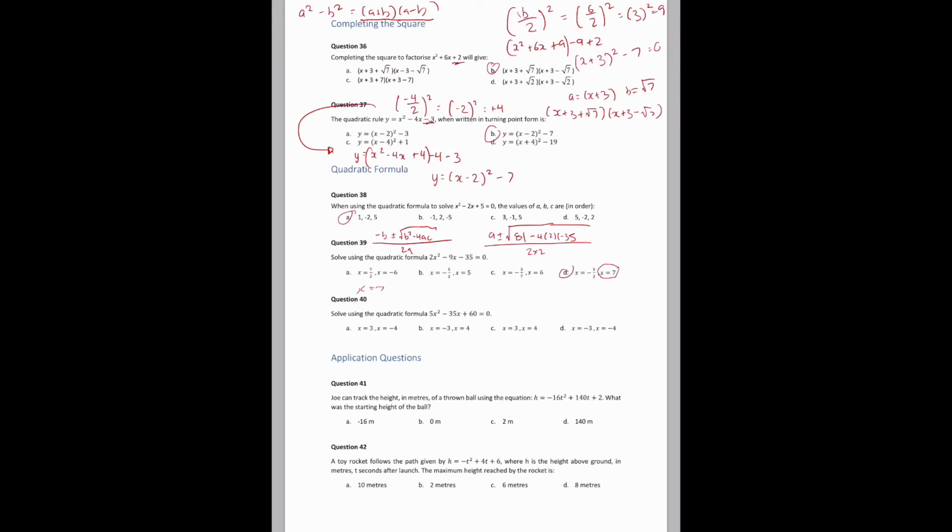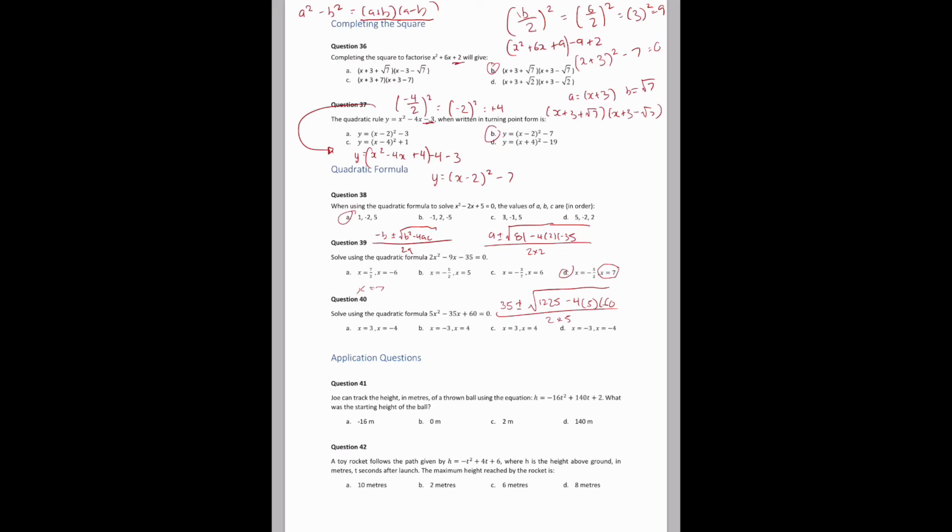And for question 40, again, I'll do the exact same thing. So substitute the values into the quadratic formula. So it would be 35 plus minus 35 squared. So 35 squared is equal to 1,225 minus 4 times 5 times 60, all divided by 2 times 5. So I'm going to find the positive solution first. 1,225 minus 4 times 5 times 60 divided by 2 times 5 is equal to 10 in this case over here.